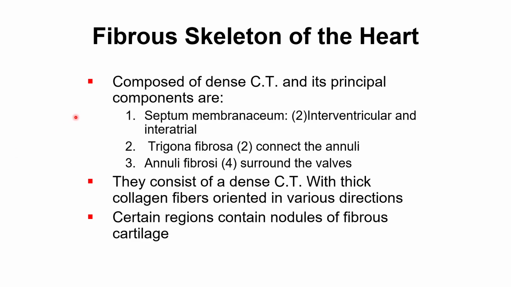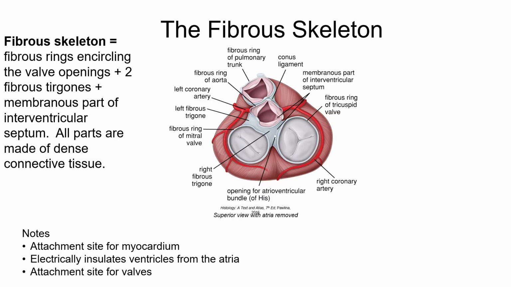So holding all these muscles and layers together is the fibrous skeleton of the heart, which is composed of dense connective tissue. This dense connective tissue separates the various compartments of the heart, and gives a way where the conducting system can pass.